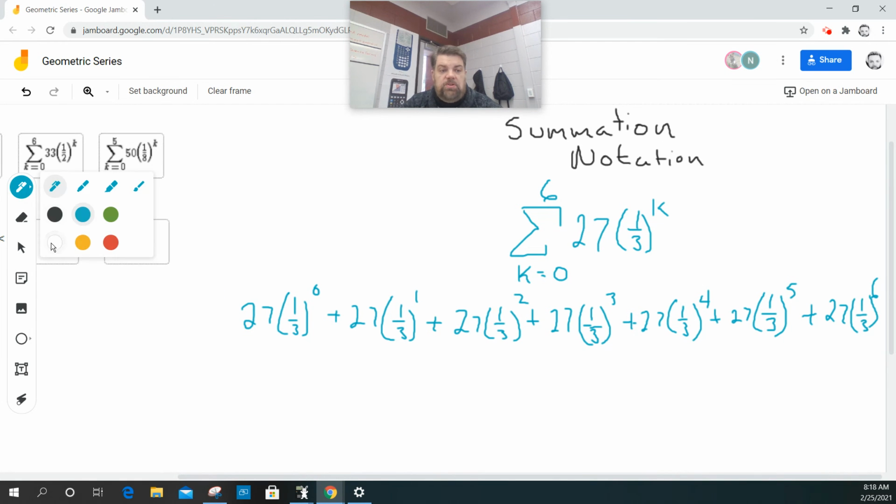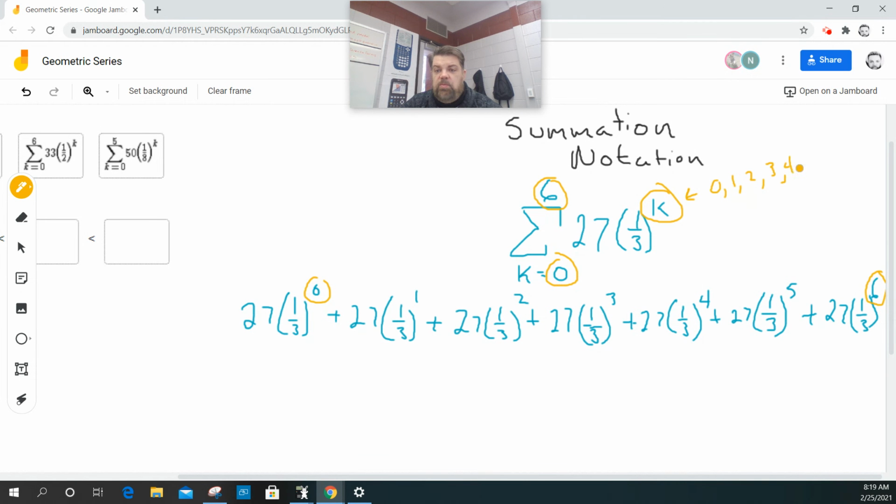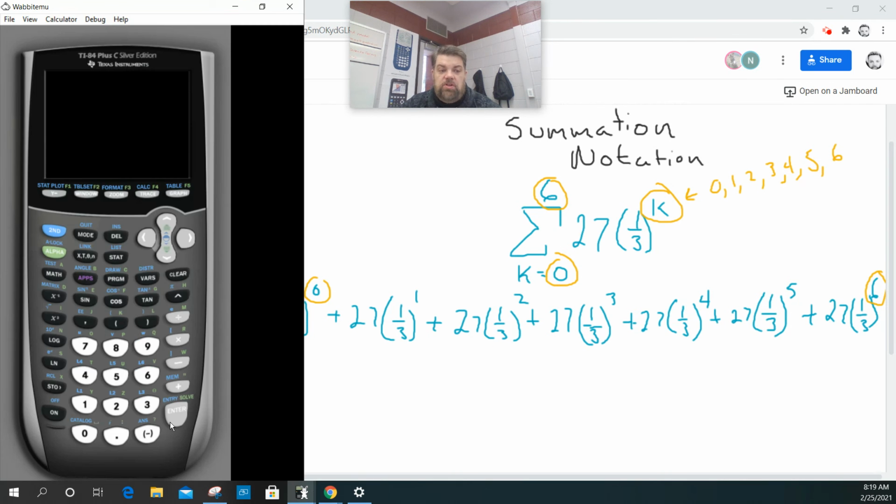So what we're doing is we have 0 to 6. We're cycling through, so in here we put 0, then 1, then 2, then 3, then 4, then 5, and then 6. Now what I have to do in the next step is this is the actual sequence. So I'm going to do this one problem, and then I'll show you the shortcut.